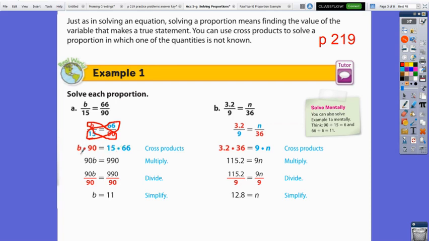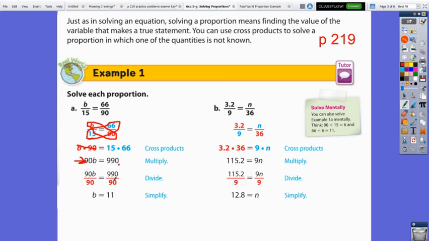I'll always write 90B. I will not write B times 90. I'll always write it like this in the first step, 90B. And sometimes you'll write 15 times 66. Sometimes you can just put it in your calculator. If you can do it in your head, then you can skip that step. Now this equation, 90B equals 990, is a one-step multiplication equation. So we solve that by dividing by this 90 to undo the multiplication. You divide both sides of the equation by 90.